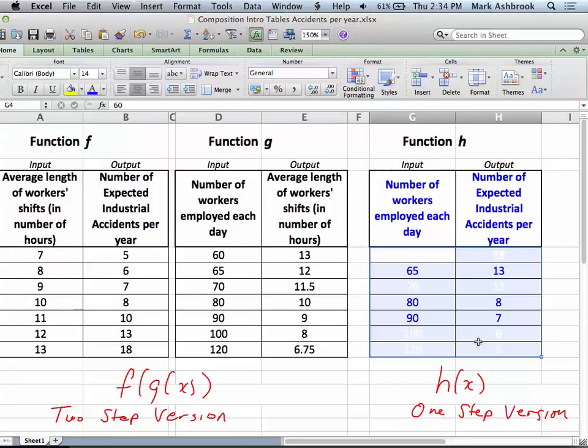And the point, so both of these represent this idea of what we call function composition. This is the two-step version where you put number of workers into G, get the average length of the shift, put the average length of the shift into F, get the number of accidents. That's the two-step version of composition. This is the one-step version. It eliminates the middleman, right? All you do, you have the number of workers, and you directly get the number of accidents. Both are considered composition of functions.